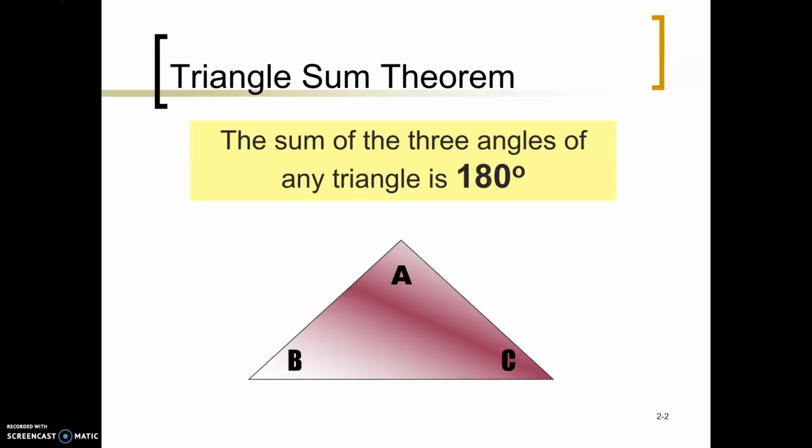One of the most important things to remember about triangles is the triangle sum theorem. The sum of the three angles of any triangle is 180 degrees. So if we add up angle A, angle B, and angle C, their sum is 180 degrees. That's always very useful because if you know 2, then you can always figure out the third.